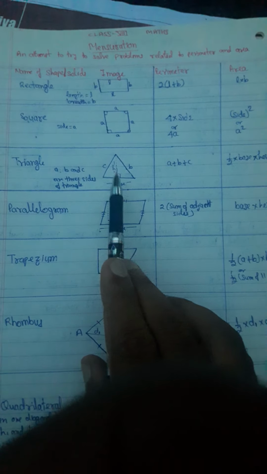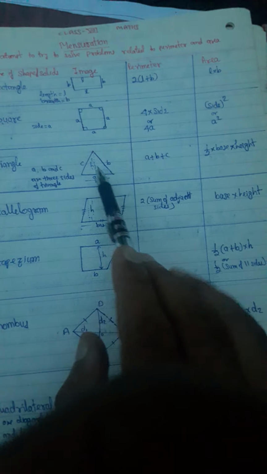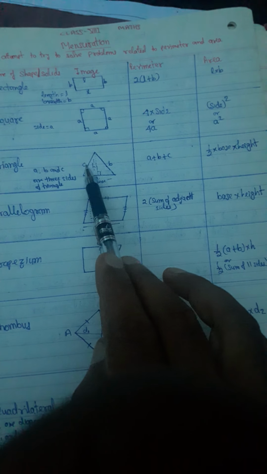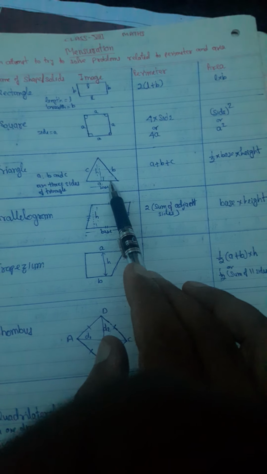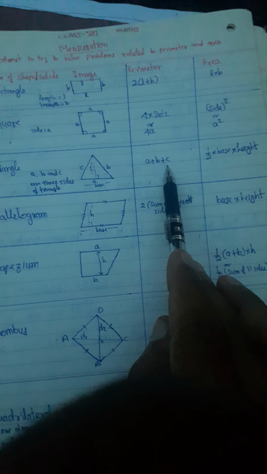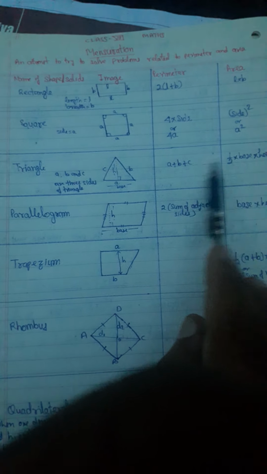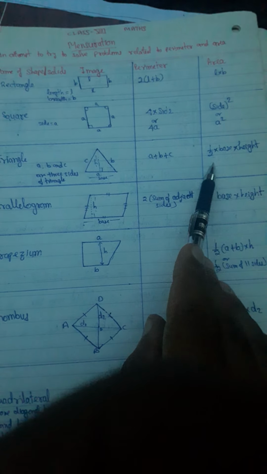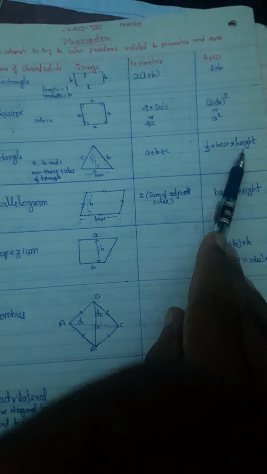Let's learn about the triangle. We know it is a closed figure. How many sides are there? Here 3 sides, 3 line segments are there. This A, B, C are the 3 sides of the given triangle. If we want to find the perimeter of a triangle, we simply add all 3 sides, A plus B plus C, and that is the perimeter. If we want to find the area of the triangle, the formula for the area of the triangle is 1 upon 2 base into height.